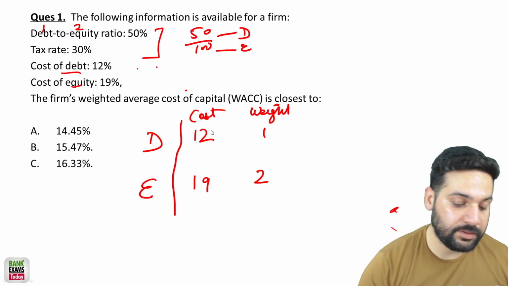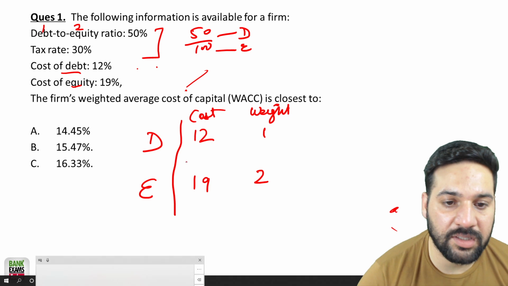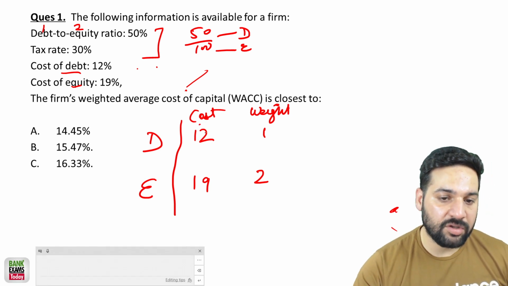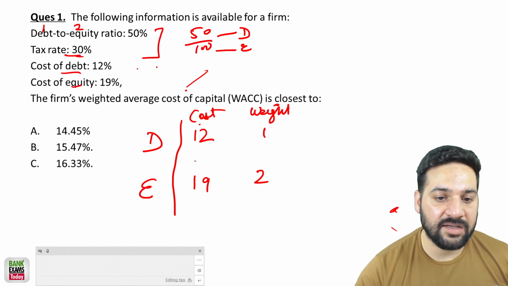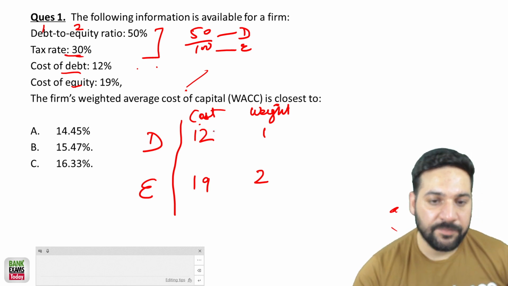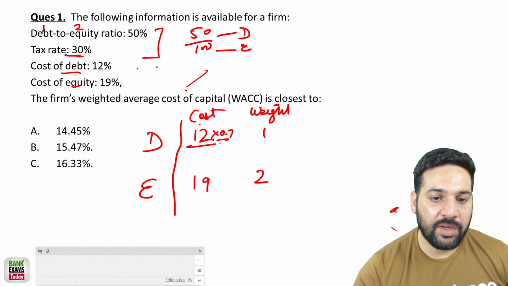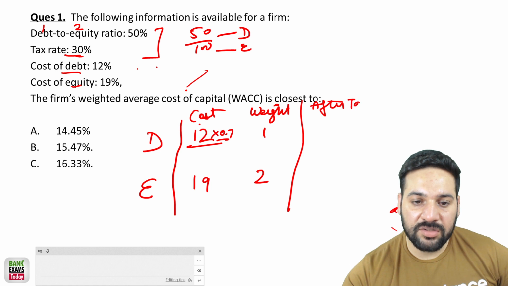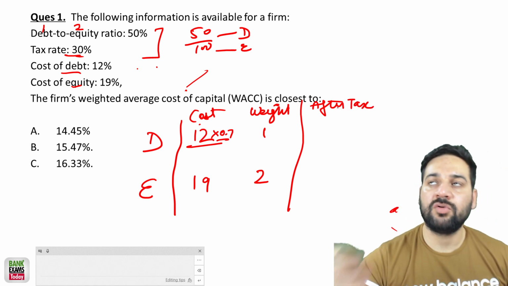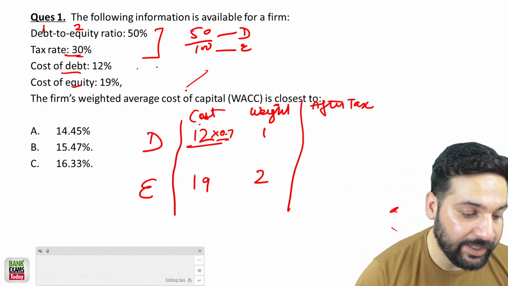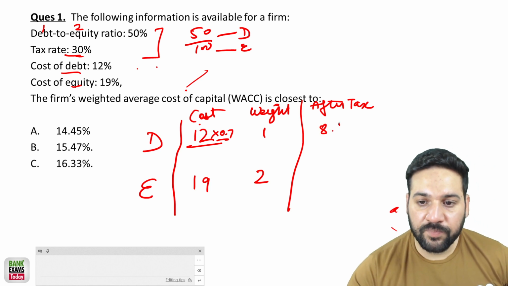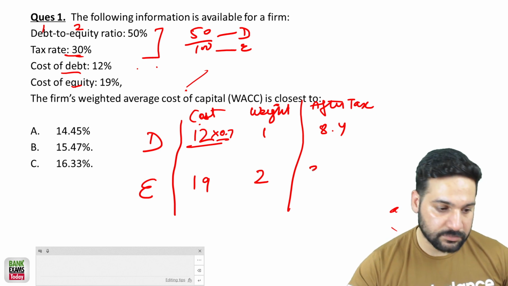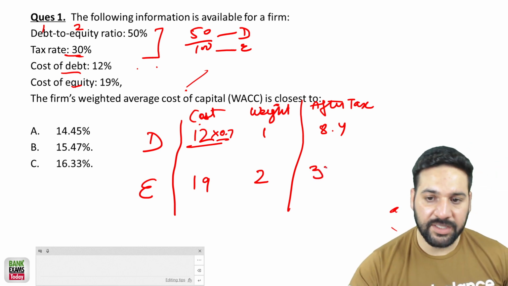And then we got the cost. See, this is the before tax cost. The tax rate is 30%, so you need to multiply 12 with 0.7. So after tax cost is 12 multiplied by 0.7. You can do it in your mind: 8.4. So 19 multiplied by 2, it is 38.